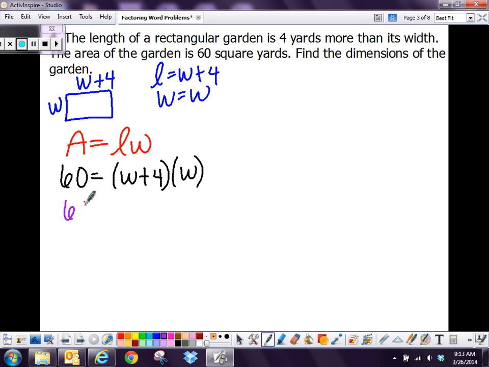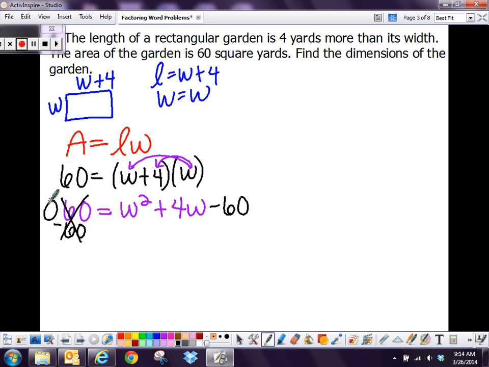So I have 60 equals, I have to distribute this W. I know it looks a little backwards because it's at the end, but you still have to distribute that. So it's W squared plus 4W. Okay, and I'm going to have to factor this, but I have to get it equal to 0 first. So I'll subtract 60, and I'm just going to throw that at the end, which means the left side is now equal to 0.